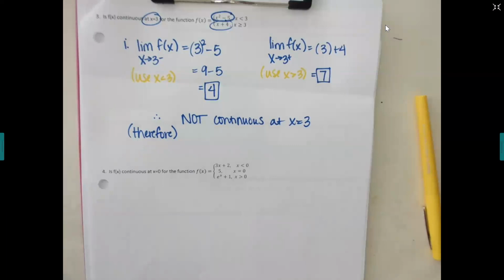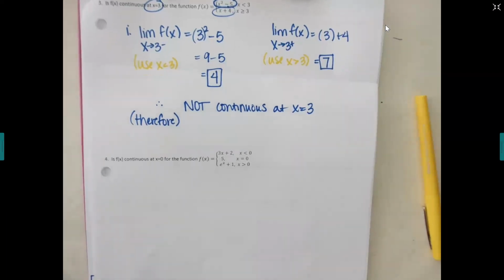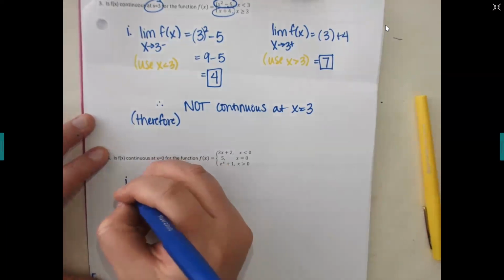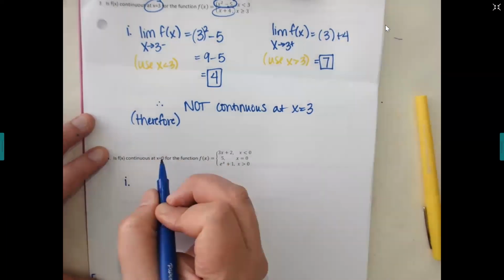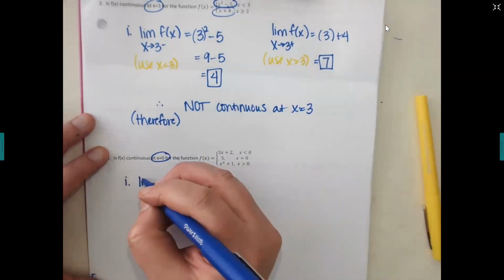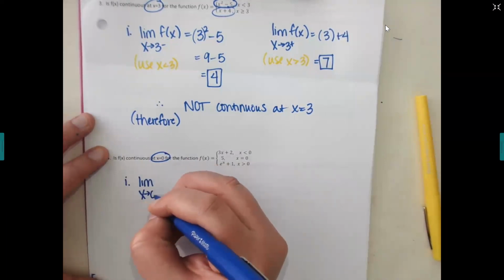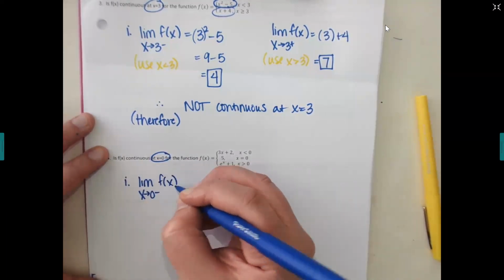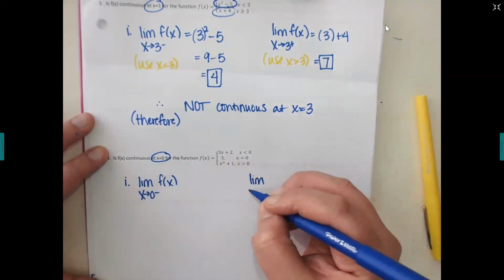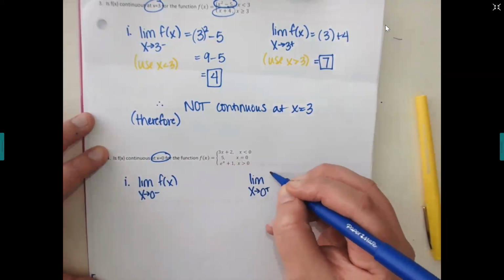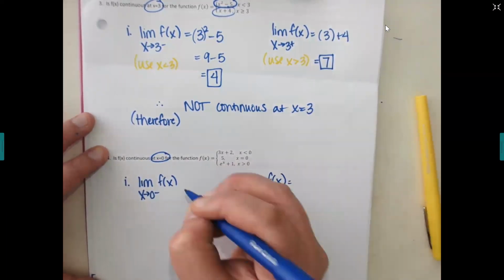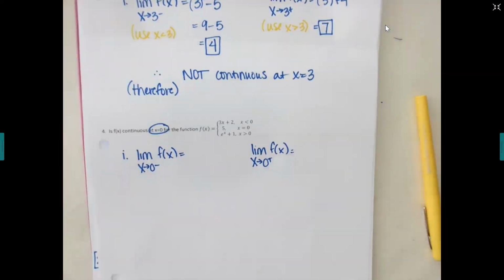All right, go down to number 4. Check the left and right limits on your own. I'll walk around and help. You're checking it at 0 this time. So think about what part you would plug in. Less than and left are the same, greater than and right are the same.